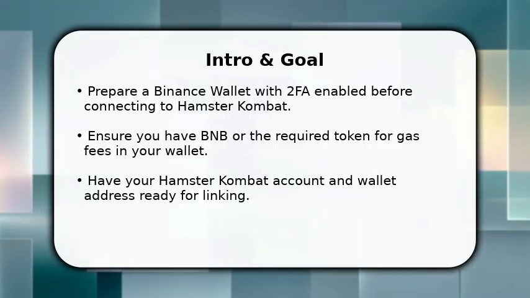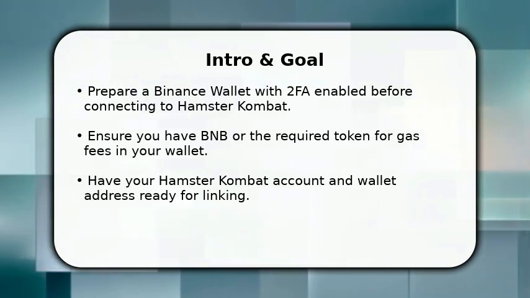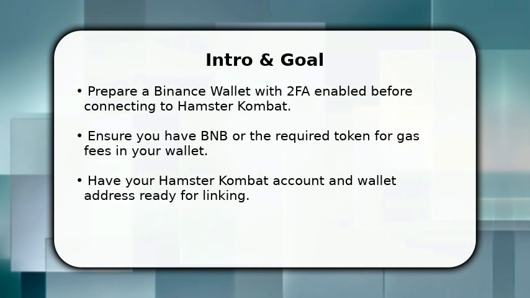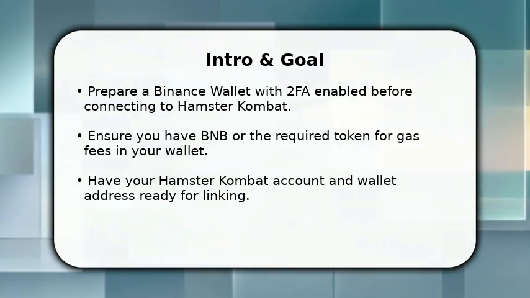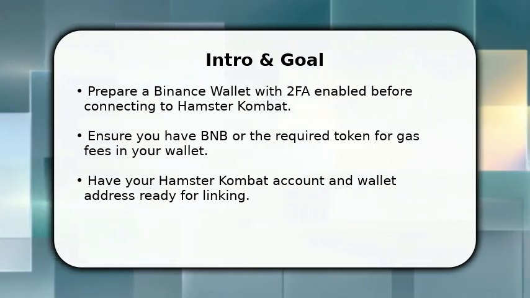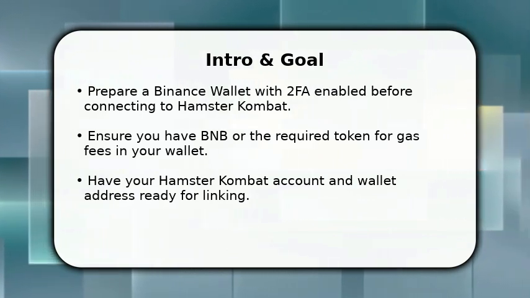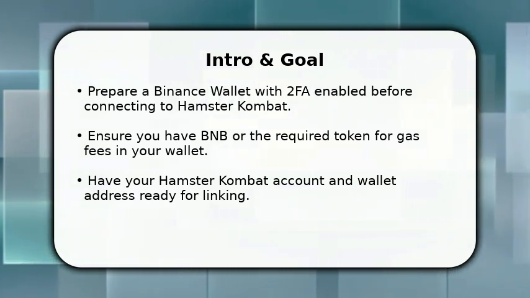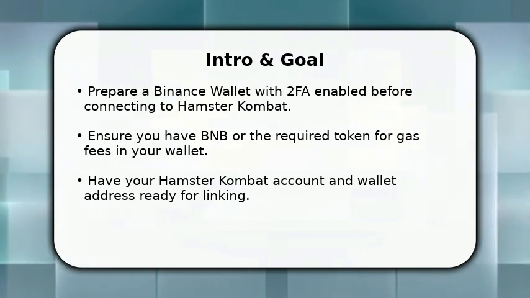In this video, I will show how to connect Binance Wallet to Hamster Kombat, updated. First, open your Binance Wallet extension and unlock it with your password. Next, confirm you have BNB for gas and check 2FA is active. Then visit Hamster Kombat and locate the Wallet Connect option. Choose Binance Wallet and approve the signature prompts. Stay calm and follow each allow screen to complete the link securely.